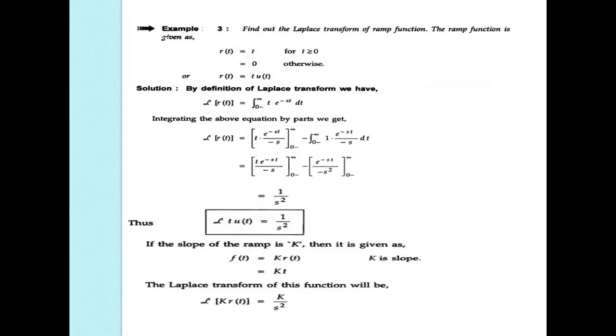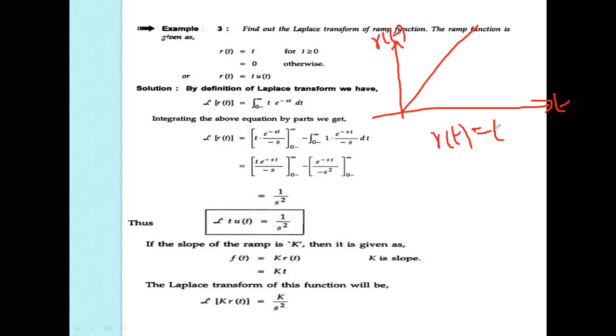Third example. Find the Laplace transformation of the ramp function. Ramp is nothing but R of t. R of t is equal to t, for t greater than or equal to 0. Ramp is nothing but a linear function. Linearly, as t increases, R of t also increases linearly. Therefore, R of t is equal to t for t greater than or equal to 0 up to infinity.